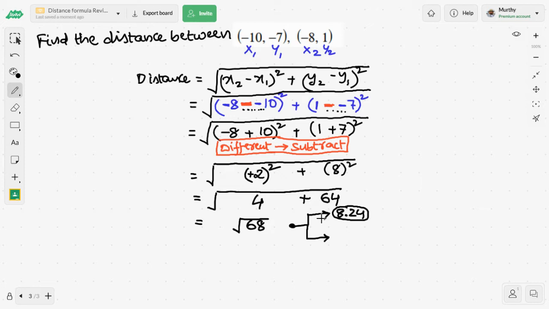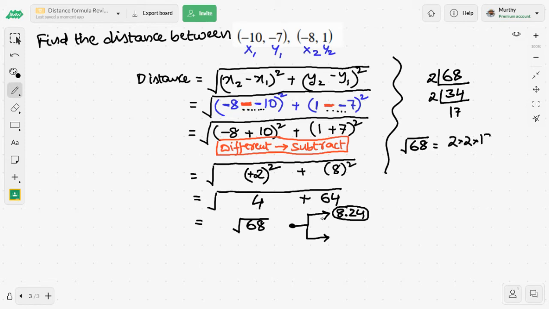Then what to do means, we take 68 and we go by the factoring method, that is prime factors. I know that this number is divisible by 2. 2 is a prime number. 2 threes are 6, 2 fours are 8. Then 34 is divisible by 2. Then 2 times 17. Therefore, square root of 68 is square root of 2 times 2 times 17.